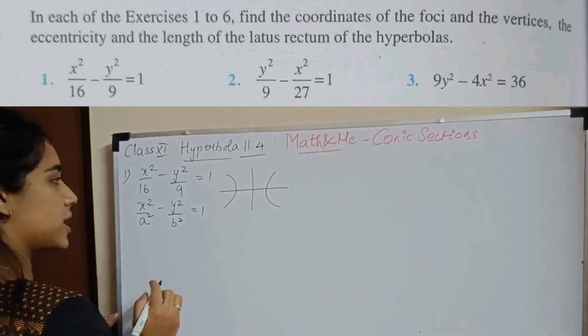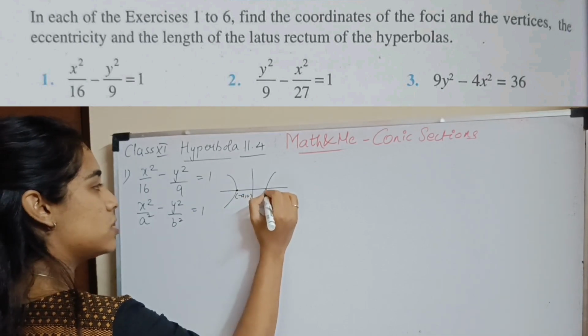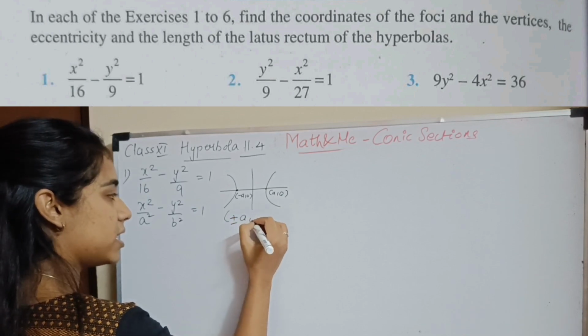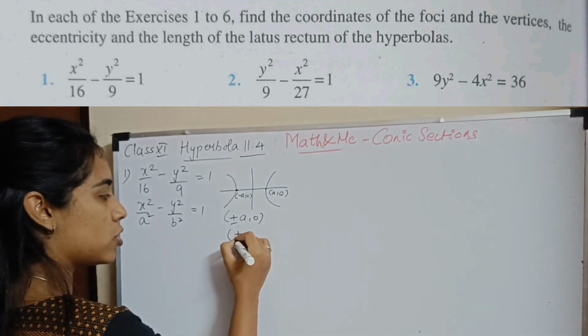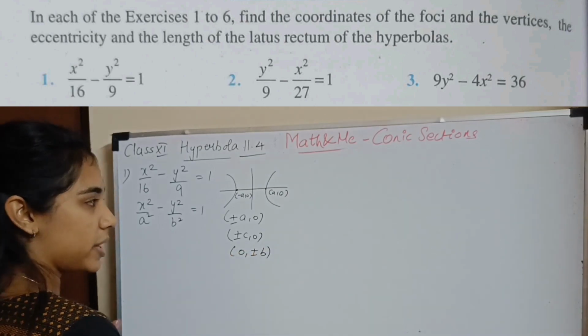So this is how it looks like. So what will come? This is minus a comma 0. This is a comma 0. So you have plus or minus a comma 0. So how will the foci be? Plus or minus c comma 0. And you have 0 comma plus or minus b.